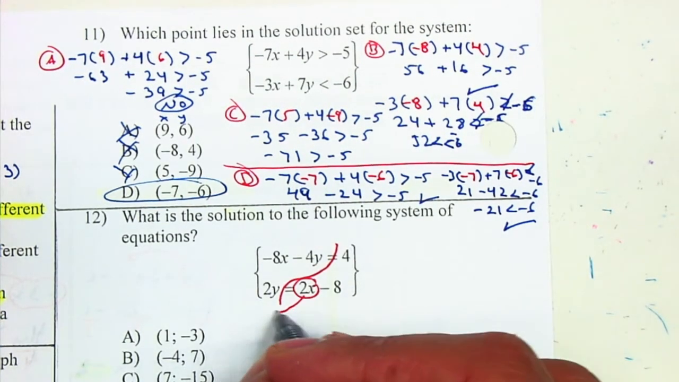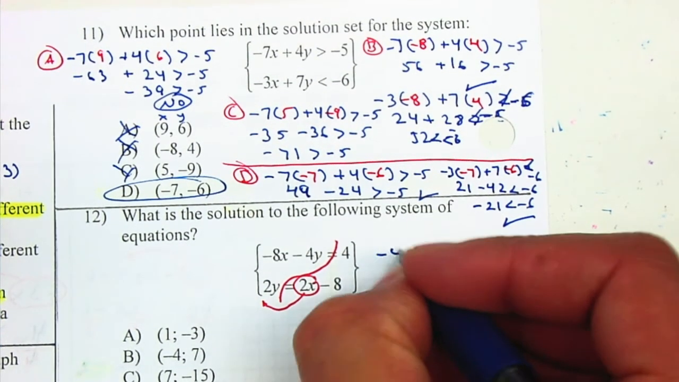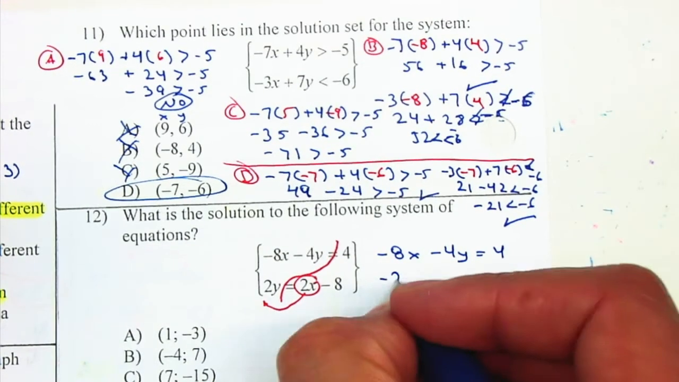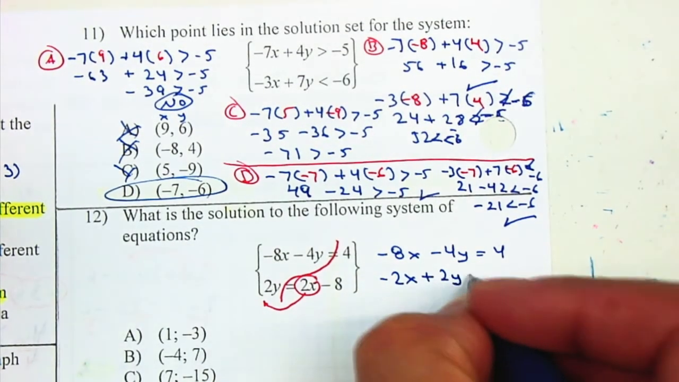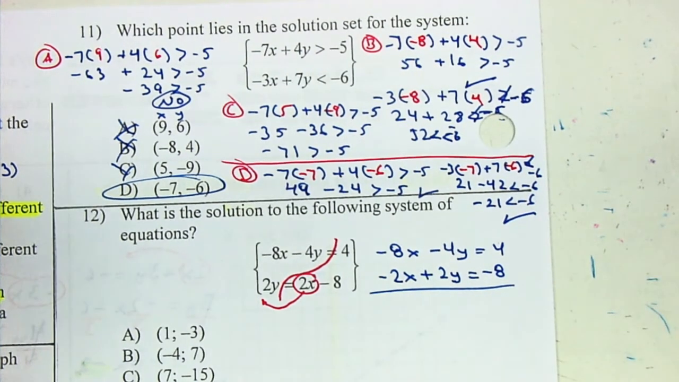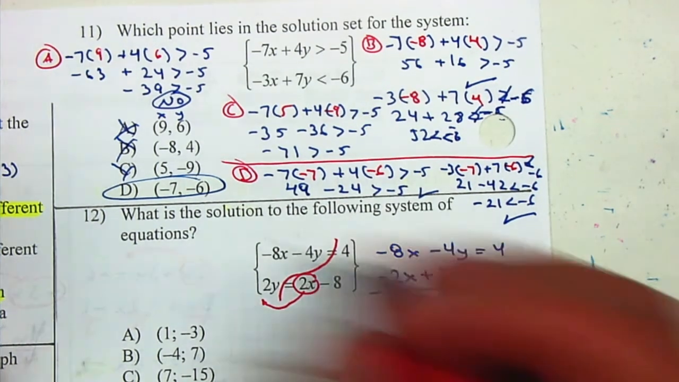I'm going to move the 2x to the left. You can see negative 8x minus 4y is equal to 4. Negative 2x plus 2y is equal to negative 8. I want to cancel the x's or the y's. So in this case, I'm going to cancel the y's by multiplying the bottom one by 2.